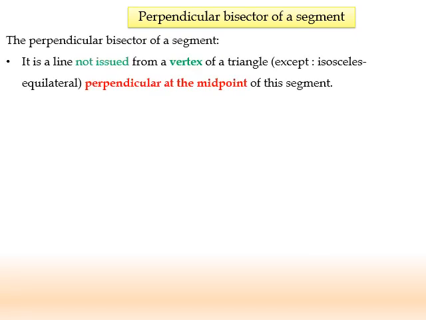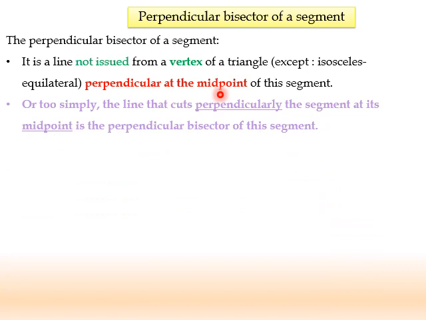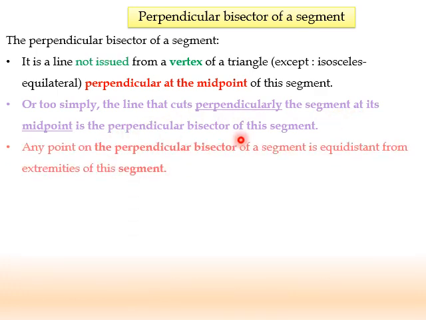As a definition, the perpendicular bisector is a line. It's not necessary to be issued from any vertex. It's just perpendicular to a segment at its midpoint. In other words, to simplify, the line that cuts perpendicularly the segment at its midpoint is the perpendicular bisector of this segment. And as we saw before, any point on the perpendicular bisector of a segment is equidistant. It means having the same distance from both extremities of this segment.